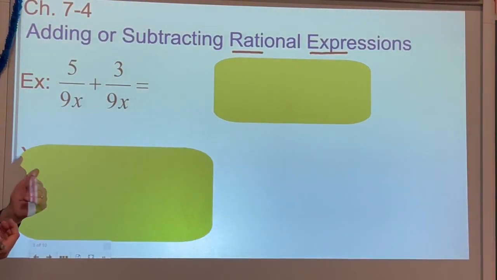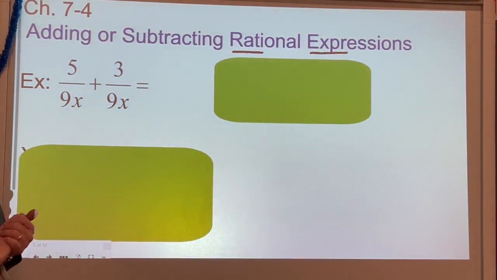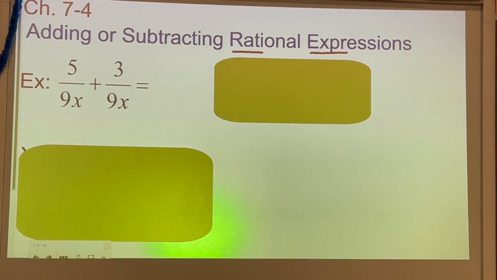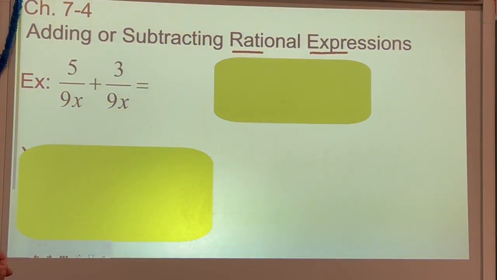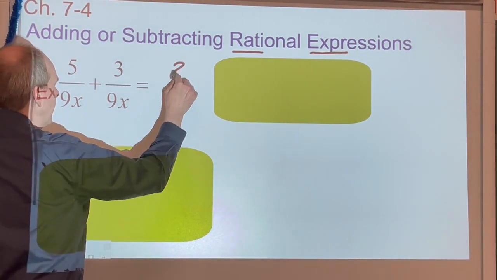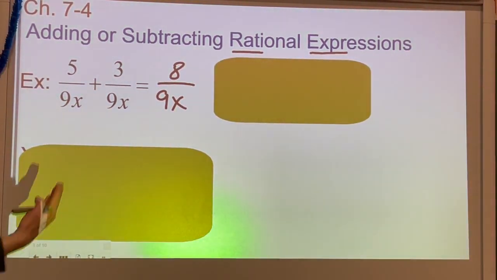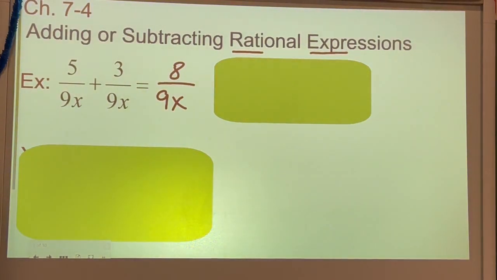Well, when you add fractions or subtract, you have to have a common denominator. So are your denominators the same? All right, cool. So we can simply add the numerators then. 5 plus 3 gives me 8 over 9x. Once you have a common denominator, you leave the bottom alone, and you simply work with the tops.